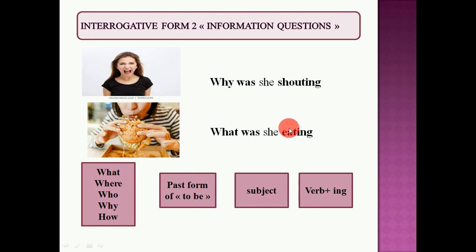Now there is one remark. كاينة ملاحظة صغيرة. If you are asking about the action، إذا بدنا نتقصوا على الverb مثلا، ما نقولش what was she eating، نقول what was she doing? What was she doing? نستعمل auxiliary to do في بلاصة الverb. That's all. Okay.